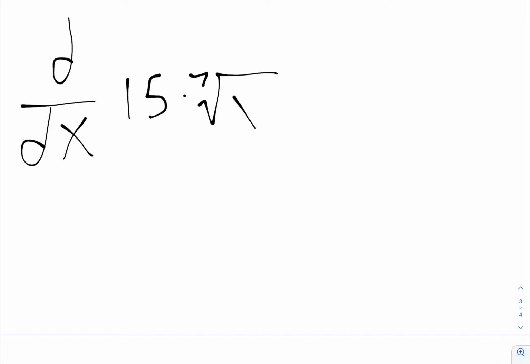Okay, let's do a cube root example. Actually, no, let's do a bit of a harder one. Let's do d over dx of 15 times the 7th root of x to the 4th.